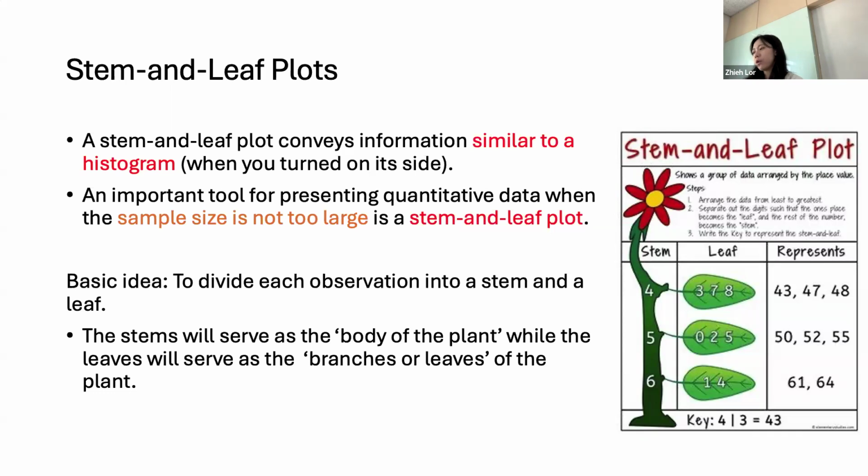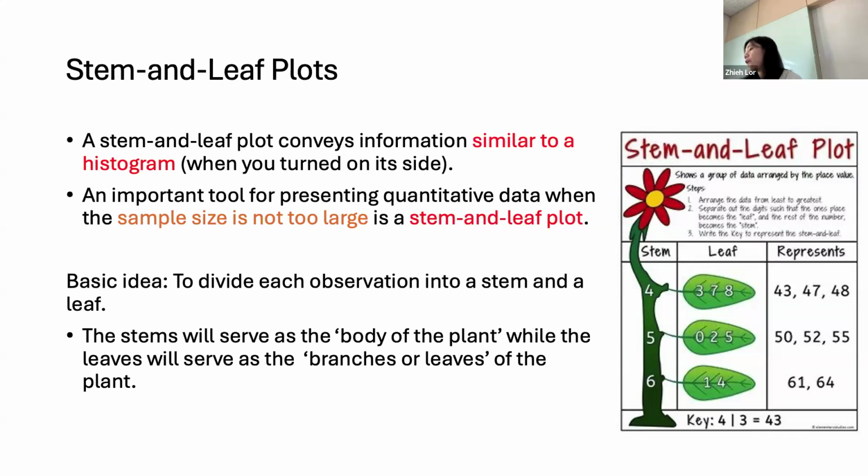One important thing about this one is that it is for when your sample is small, not too large, like 500 or a few hundred. You better use the histogram if you have a really huge data set. And there is a stem and the leaf. The stems are the body of the plant, right? And the leaves, of course, are the branches. How does it work? You can look at the picture here. We have 4, 5, 6, right? And then 3, 7, 8, 0, 2, 5, and 1, 4.